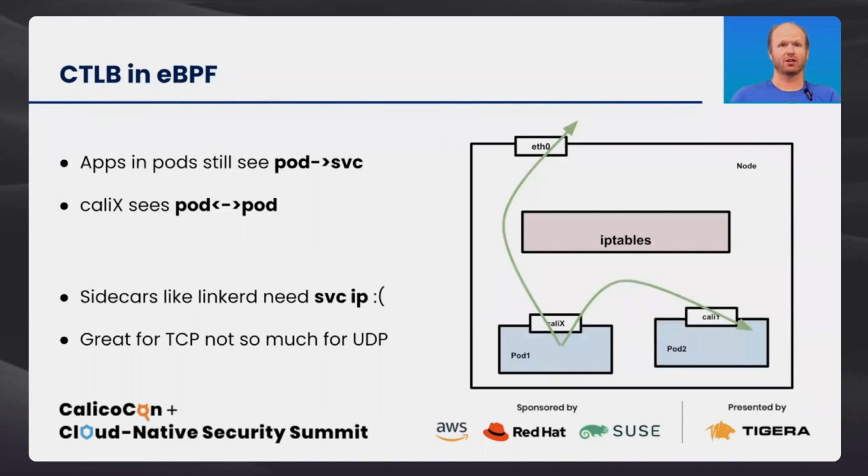So how does this work? A pod or application in a pod makes a connect call. Connect decides it should go to a certain backend pod of a service. So all the packets that leave the application and leave the pod are pod-to-pod. There are some setups that don't like it, particularly sidecars with Linkerd that need the service IP to make decisions. And in general, this is great for TCP, but sometimes not so much for UDP.